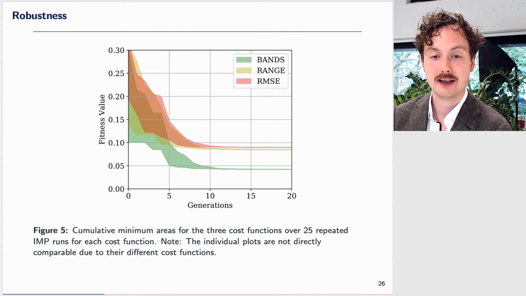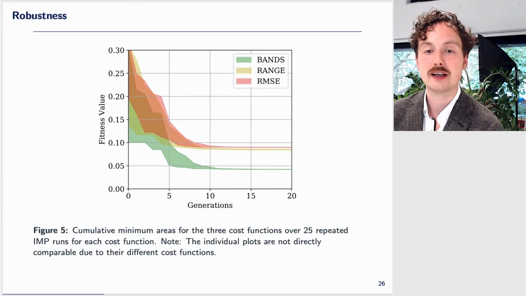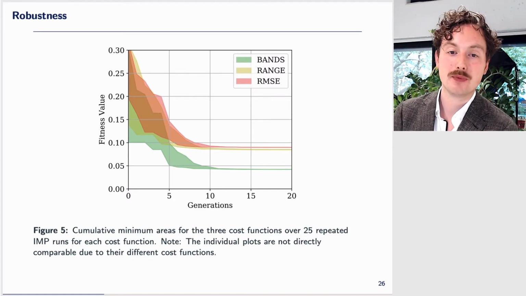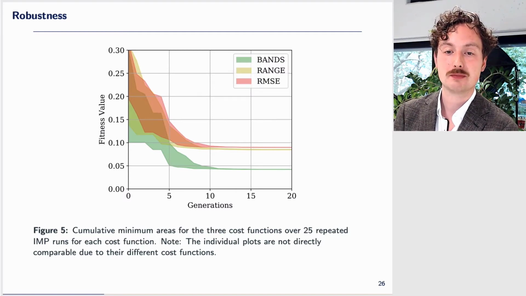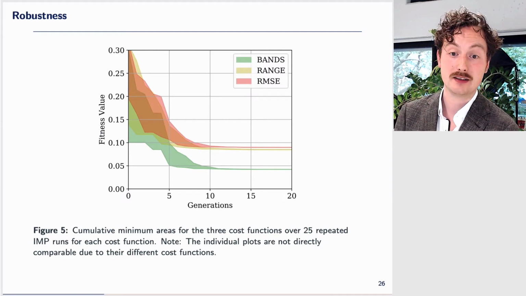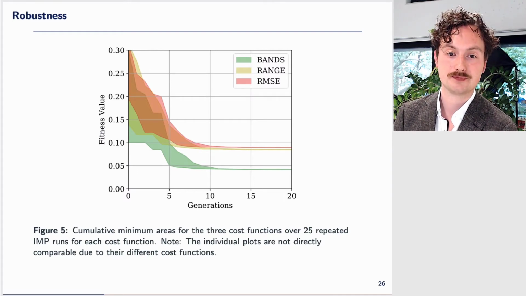And looking at the cumulative minimum of the fitness value over the 25 repetitions for each of the cases, none of the discussed cost functions stands out in terms of how fast they converge to their respective minimum. All need about 10 to 11 generations to converge.